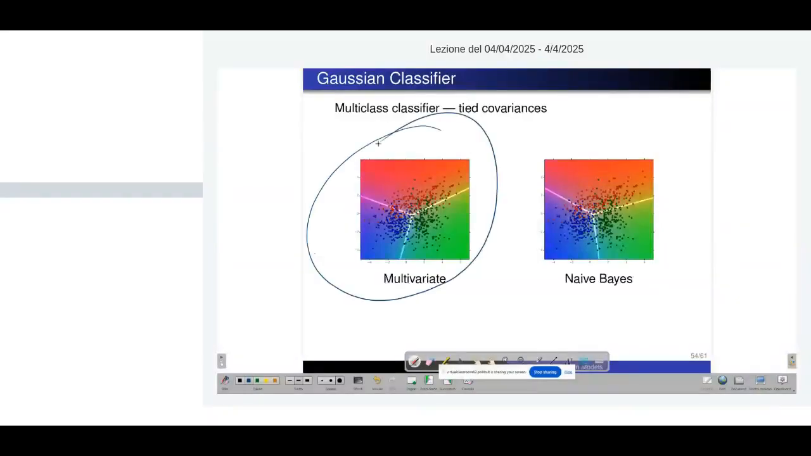for this picture, I don't think that I commented last time, but this is just the multivariate version of the tied model, and as well here we can see that the class boundaries are linear. So the separation boundaries between two adjacent classes become linear, as for the binary version of the problem.